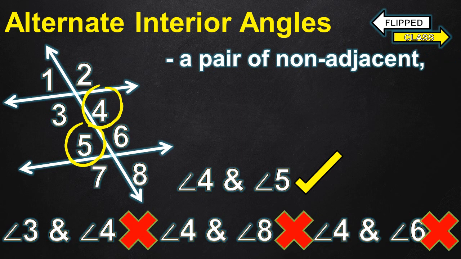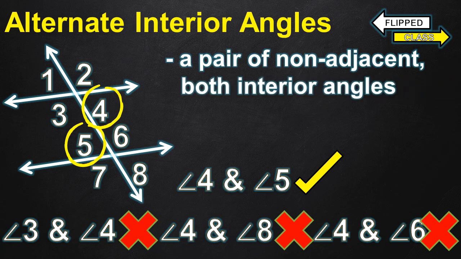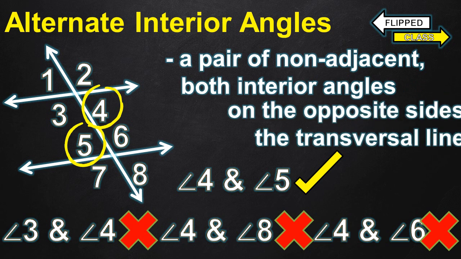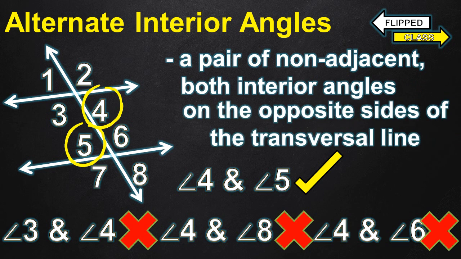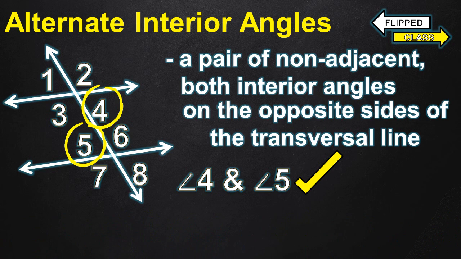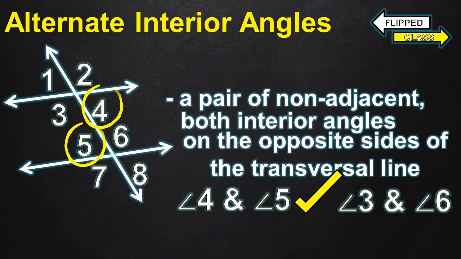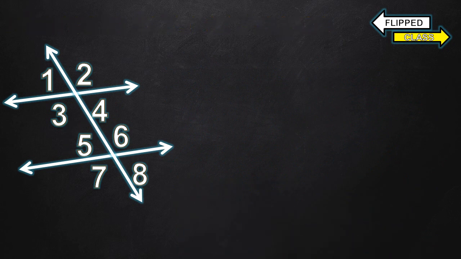Aside from that, what makes 4 and 8 wrong? Because we said that they must be interior angles, and therefore both of them must be interior angles. And they must be on opposite sides of the transversal line. Aside from this pair, do we still have one more pair? Yes, we have angle 3 and angle 6.